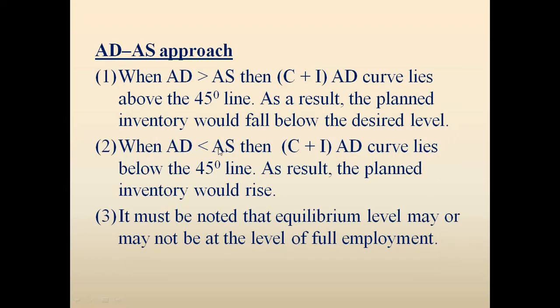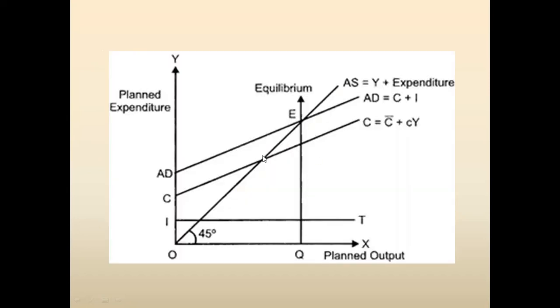But when your aggregate demand is less than your aggregate supply, then your AD curve lies below the 45-degree line, and as a result, the planned inventory would rise. What is that? Let us assume that this is the line, CC, that is your AD. Let us assume it to be the AD line. I have taken this graph from the internet, so it's written out here C equals autonomous consumption plus induced consumption. Let us just ignore that part and assume that this is your AD1 and AD2, or whatever you want to call it. So this will lie below the 45-degree line.